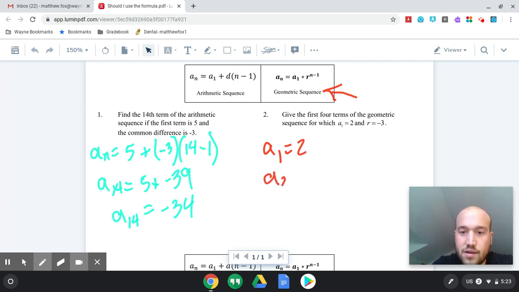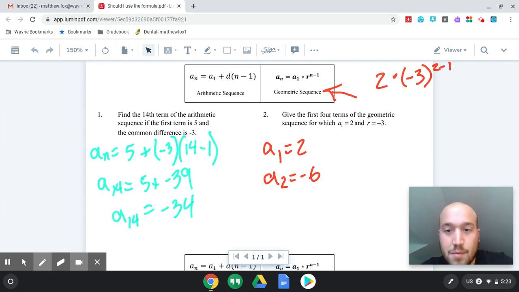Already 25% done. Okay, a sub 2, remember, geometric is when it's multiplied. It's going to continue to multiply. So 2 times -3 gives us -6. Now, just to show you real quick, if you had wanted to, you could have plugged that in. It would have been 2 times -3 raised to the 2 minus 1. 2 minus 1 is just going to be 1. -3 to the 1 is -3 times 2, still -6. So when we plug it into the formula, we get the same answer. But that's more work, in my opinion, than we need to do.